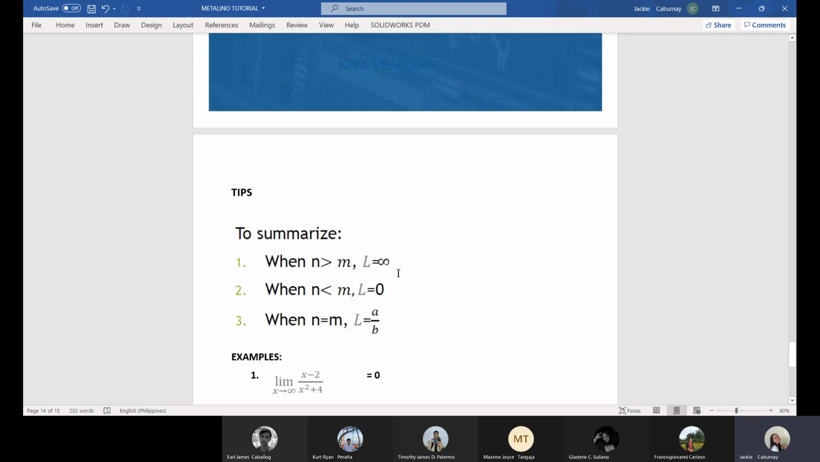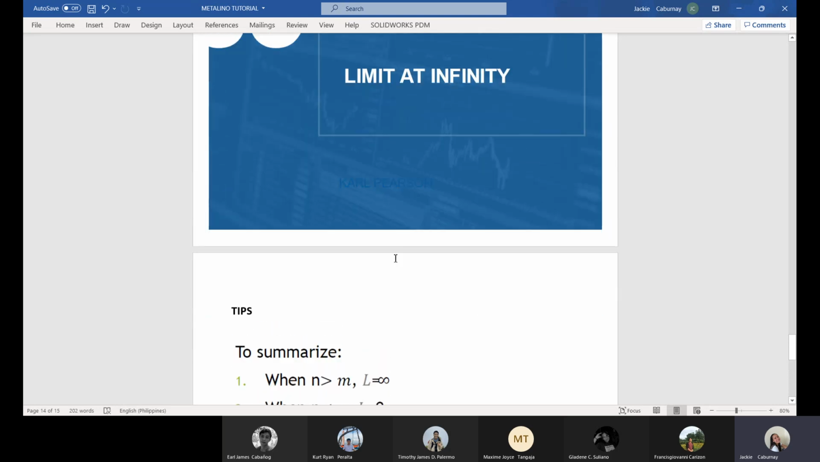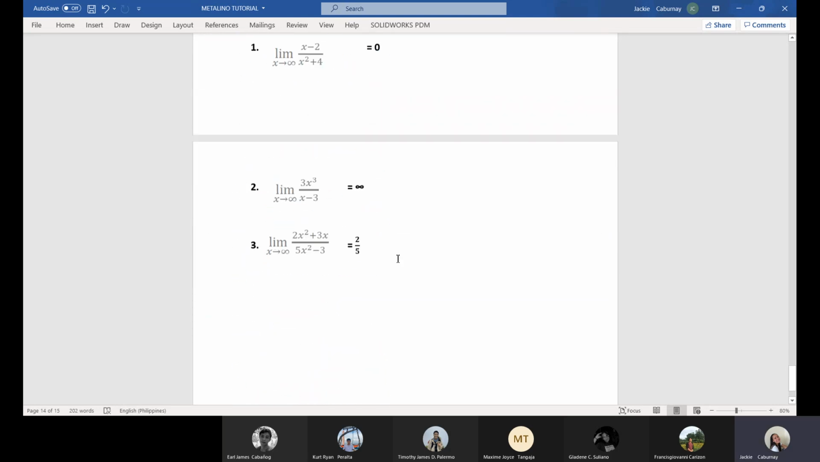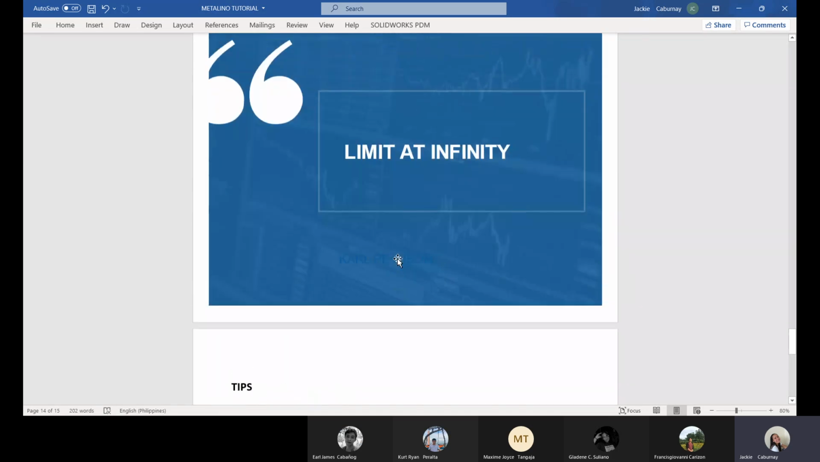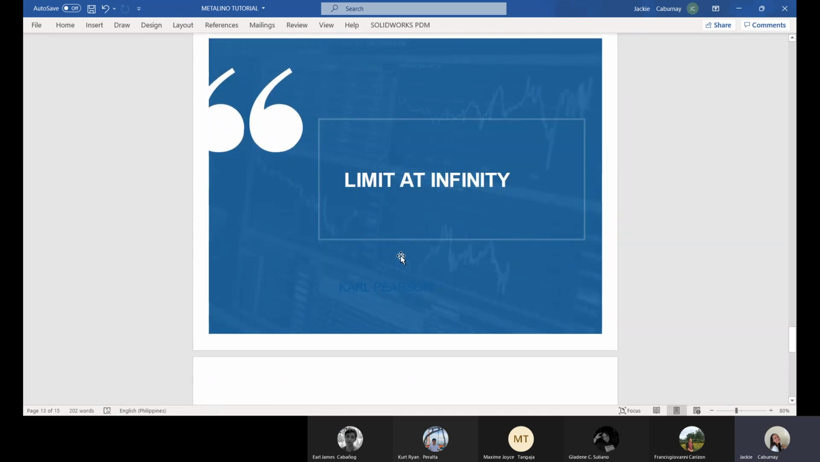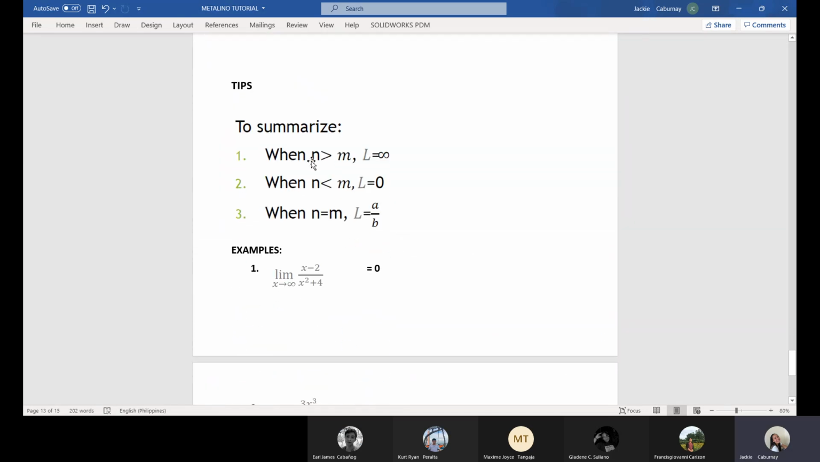Yun ana ra na ang limits at infinity. So para na ko mao ni ang pinakamurag dali ra maansweran na topic sa limits at infinity kay kanirang tulo, kanirang tulo ang imong hinumduman when you encounter limits at infinity.